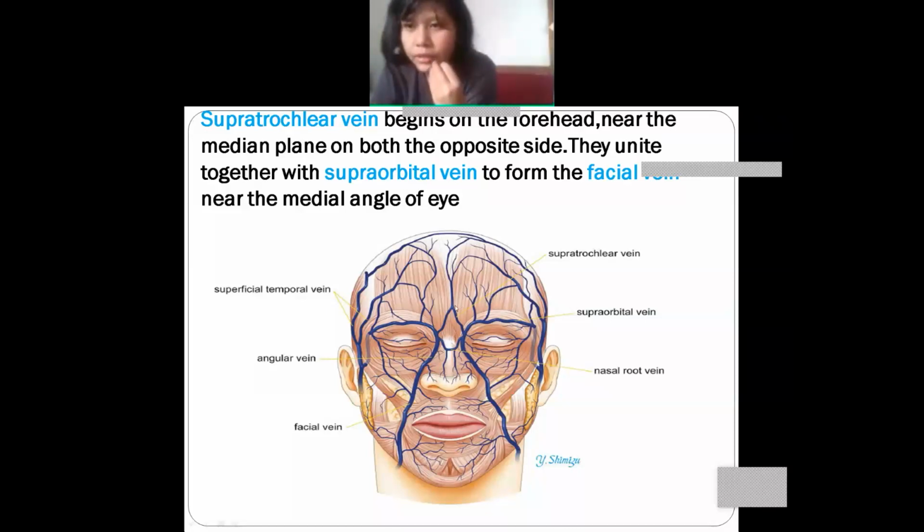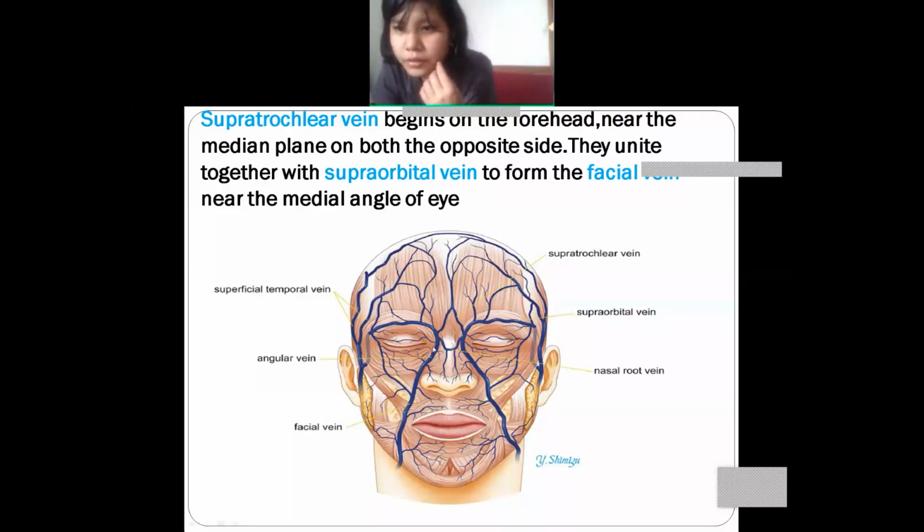So these supratrochlear veins will unite together, they will come together and form the supraorbital vein. So this is the supraorbital vein; you will find it here, in your eye portion, on both sides. Here is the supratrochlear vein, and here is the supraorbital vein. Understand?